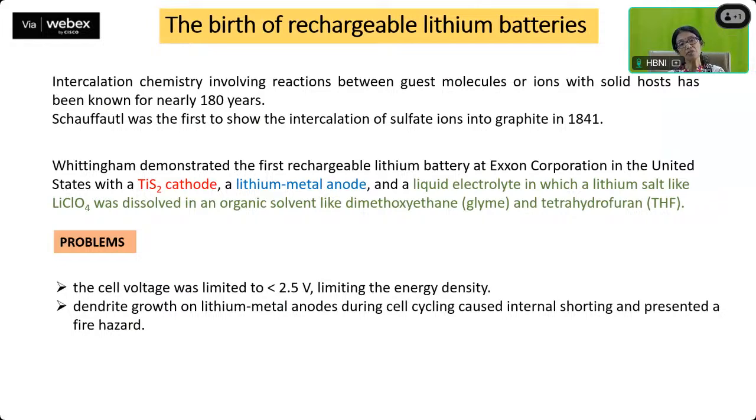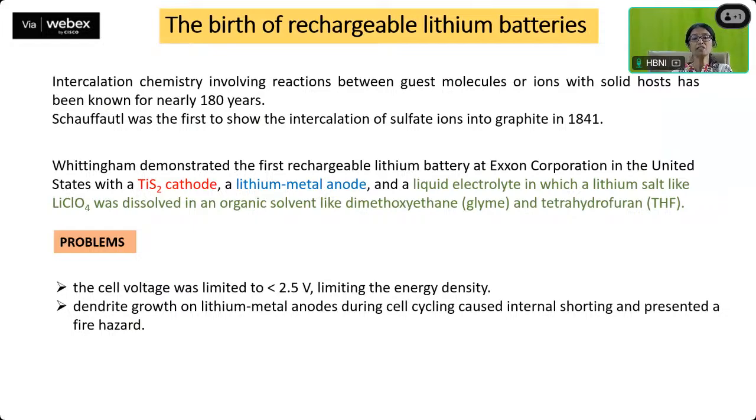For this particular battery, Whittingham found that the cell voltage was limited to less than 2.5 volts. Obviously the energy density is less, because if you remember what we discussed, energy density is the product of the specific capacity multiplied by the potential difference. In this case, the cell potential is limited to 2.5 volts, so obviously the energy density is less. Another problem with the TiS2 cathode was the dendrite growth on lithium metal anodes during cell cycling, which caused internal shorting and presented a fire hazard. So now this had to be taken care of.